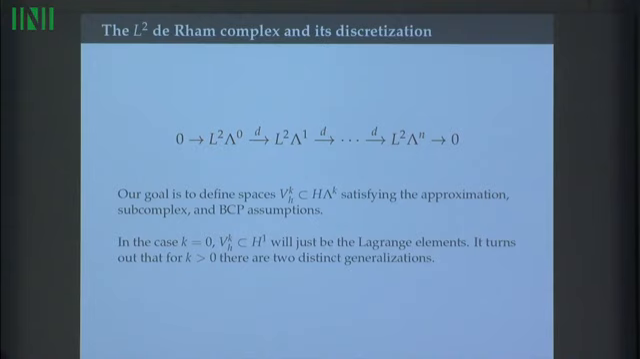And our goal is, given this complex, the de Rham complex in n dimensions, to find finite dimensional subspaces of these L2 spaces, which are in the domain of the Ds, and have good approximation properties, and form a subcomplex with bounded cochain projections. So for example, for zero forms, we want to find a subspace of H1 which has good approximation properties and that we can use in the subcomplexes.